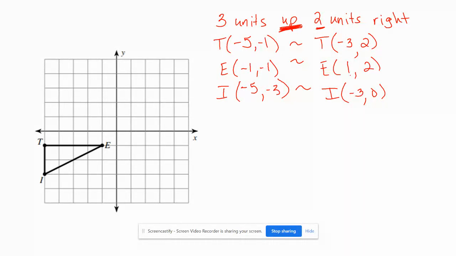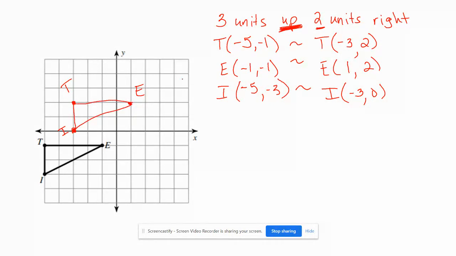Now, I can check these new coordinates by plugging them into this graph here. So let's check it. -3, 2 would be 1, 2, 3, 1, 2 right here. This is point T. This is 1, 2, 1, 1, 2. This would be point E. Point I is -3, 0. 1, 2, 3. Okay, so this is point I.